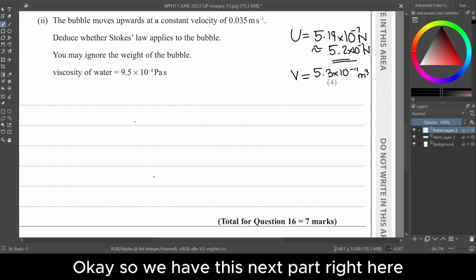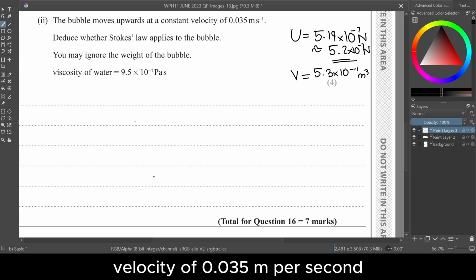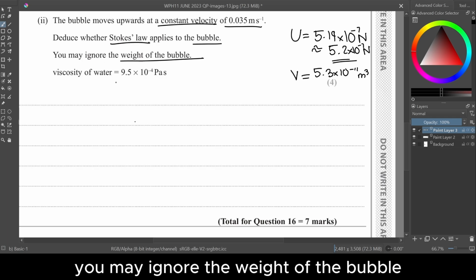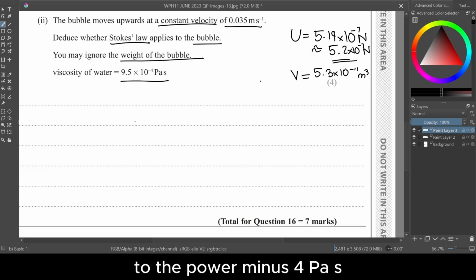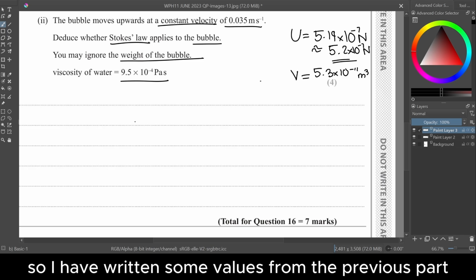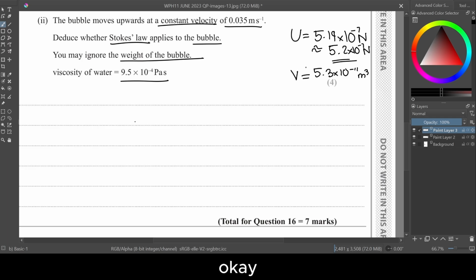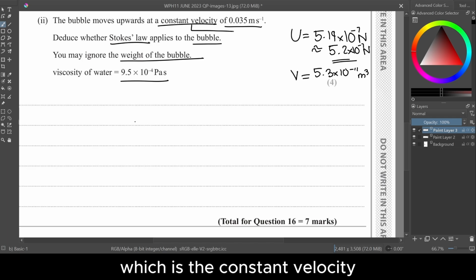Okay, so we have this next part right here. It says the bubble moves upwards at a constant velocity of 0.035 meter per second. Deduce whether Stokes' law applies to the bubble. You may ignore the weight of the bubble. The viscosity of the water is 9.5 times 10 to the power minus 4 Pascal second. I have written some values from the previous part, which are the upthrust and the volume. And I have to discuss one more thing with you, which is the constant velocity.